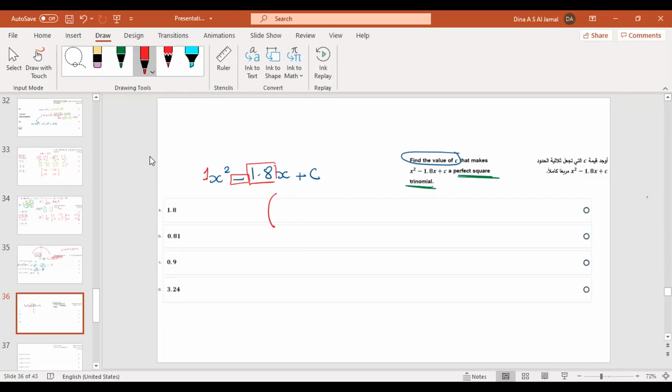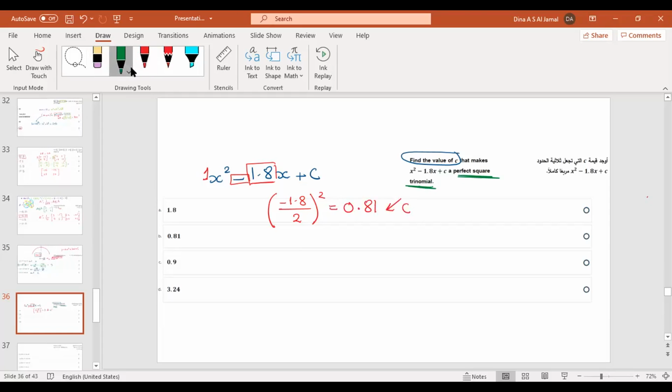So minus 1.8 divided by 2 all squared will be giving you a positive value, 0.81. And now this is your C.